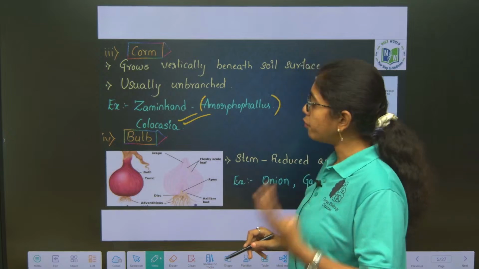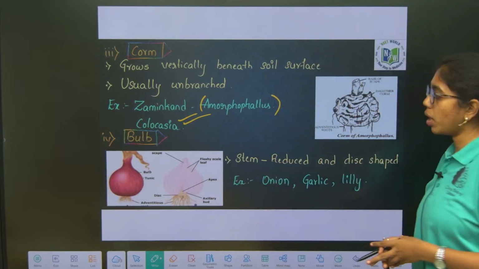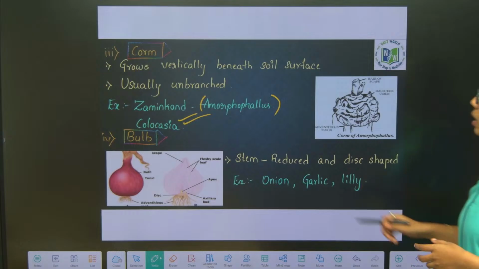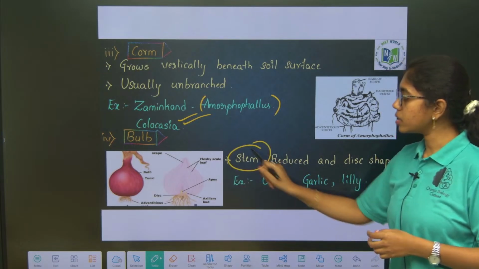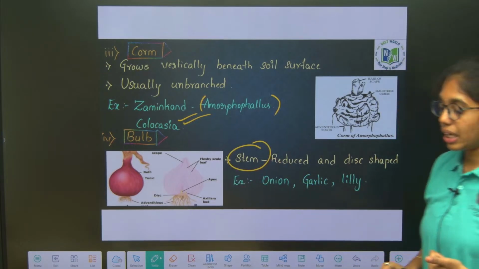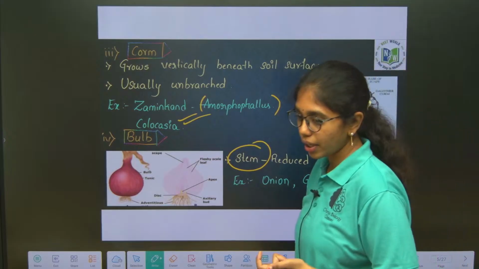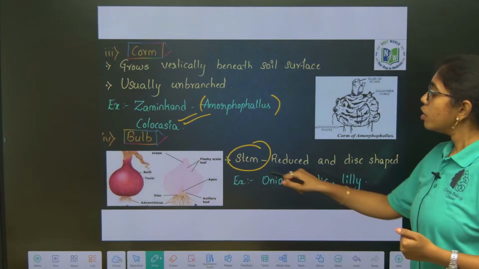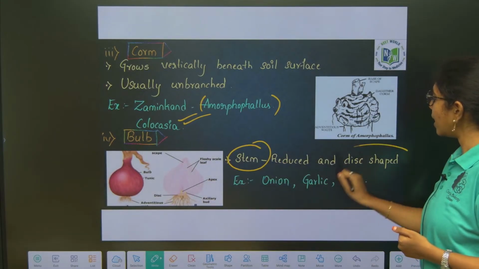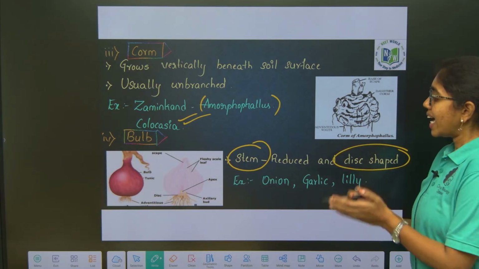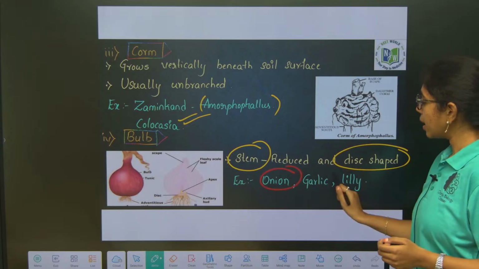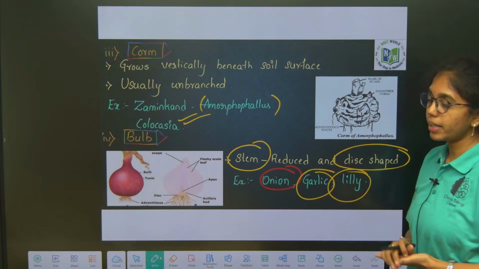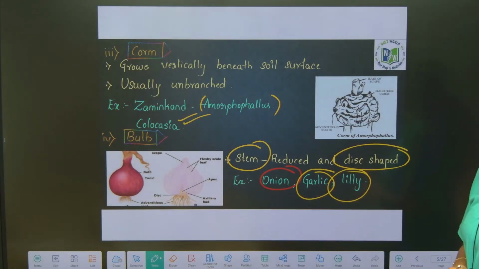Okay. And the fourth and last type of underground stem modification is bulb. Bulb is nothing but the one which you see in onion and garlic. Simple tunic and compound tunic we will call it. So, here the stem is reduced and it is disc shaped. Examples include onion, garlic and lily. Onion, garlic and lily. Done.